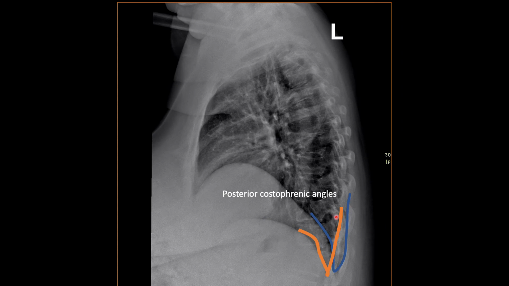And then remember, we talked about costophrenic angles on the frontal view. Well, the same angles continue on a lateral view. And again, you have a left-sided one and a right-sided one, and this angle is basically a potential space for fluid to collect or for any other pathology, such as pneumonia, for example. So if you cannot see your posterior costophrenic angle sharply and nicely, something is occupying that angle.